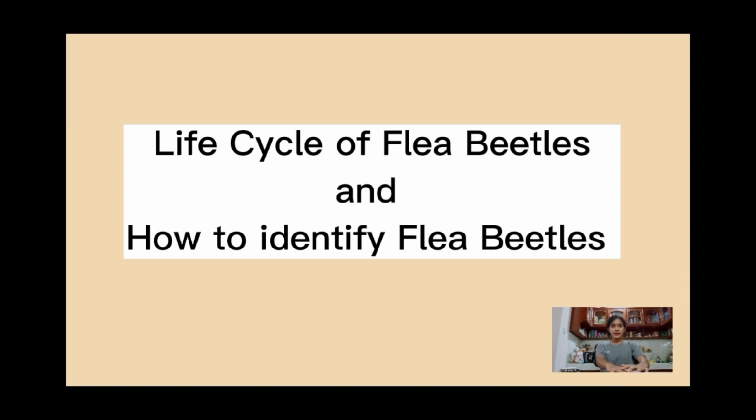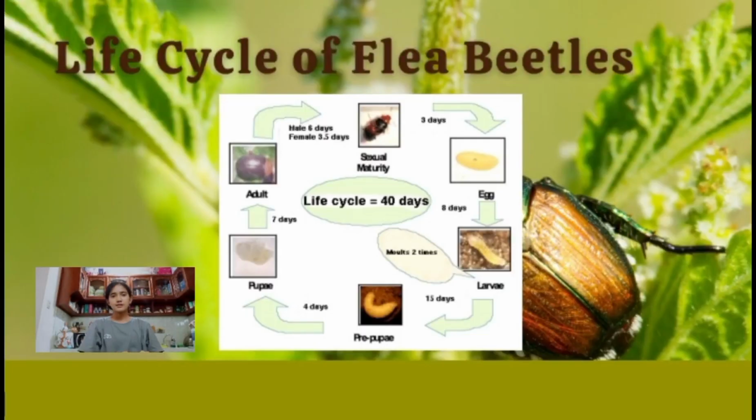My report is all about the life cycle of flea beetles and how to identify this kind of insect. As you can see, flea beetles overwinter as adults in the soil or beneath plant debris. They become active in early spring when temperatures reach 50 degrees Fahrenheit and begin feeding on weeds or early planted crops. Adults lay eggs in the soil at the base of host plants in May.